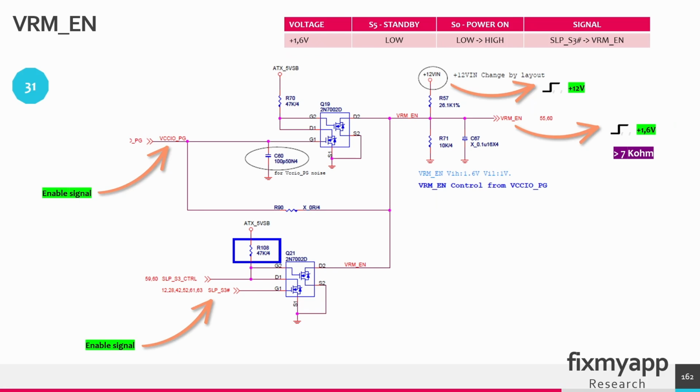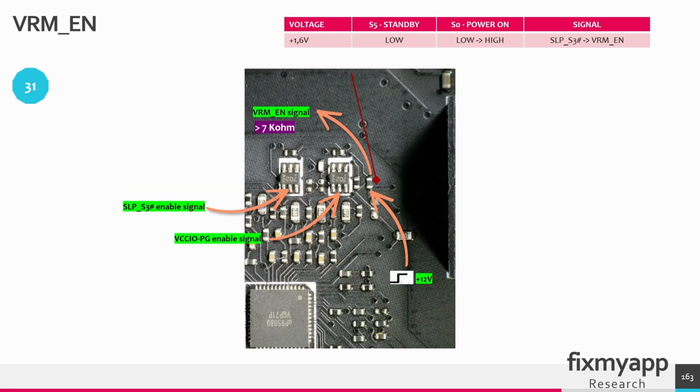When the ATX power supply is turned on, it will create the 12 volt, and this 12 volt will be used to create the VRM enable signal, because of this voltage divider. The VRM enable signal is 1.6 volt and it derives from the 12 volt. This resistor divider will divide the 12 volt, and after that it creates the VRM enable signal of 1.6 volt.